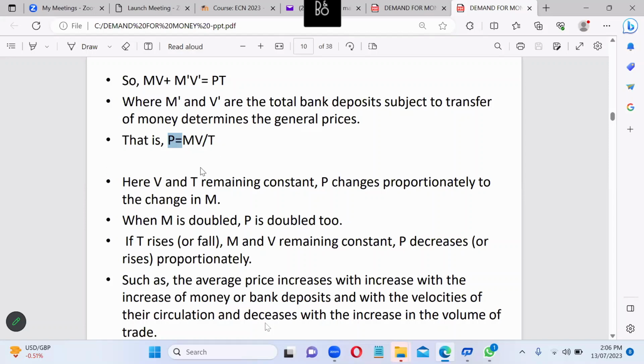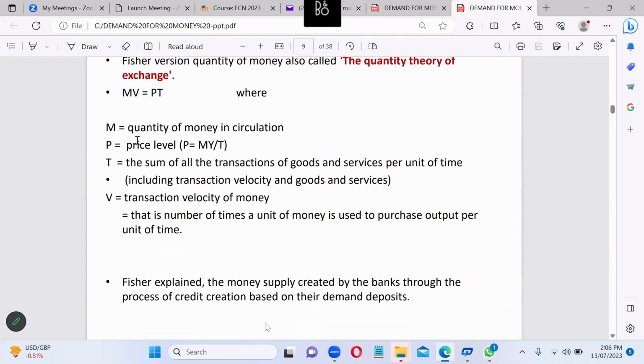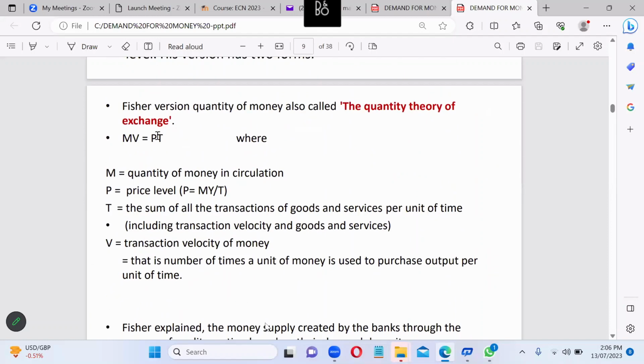Likewise, once we want to identify the V, the equation will be changed: V equals PT over M. Once we need to identify the T, the equation will become T equals MV divided by P.